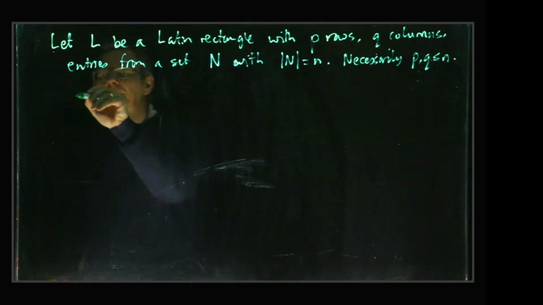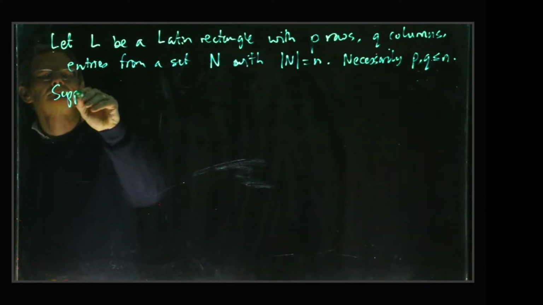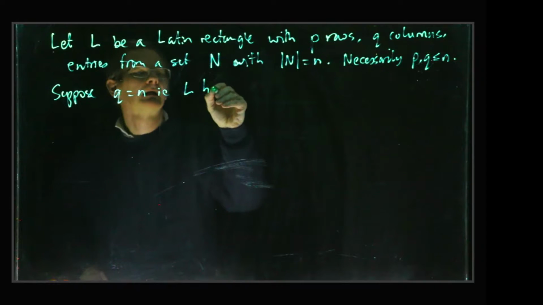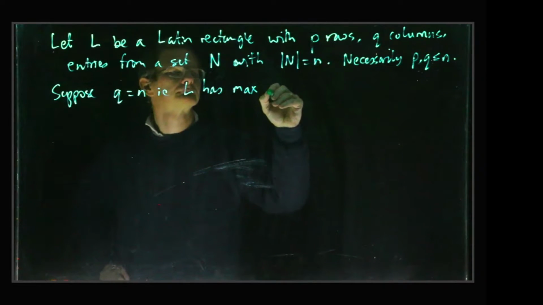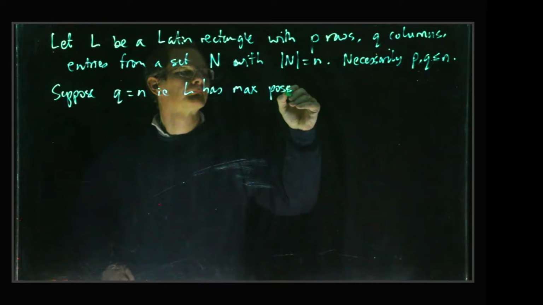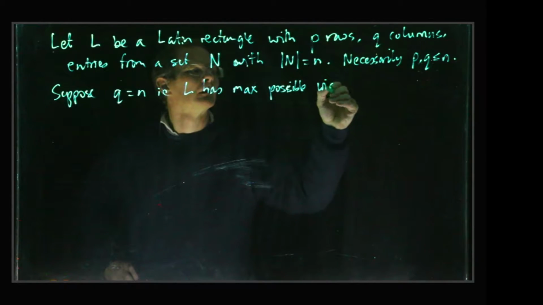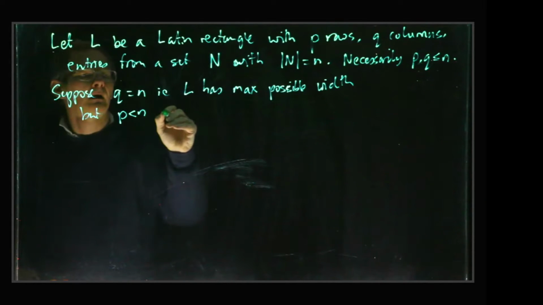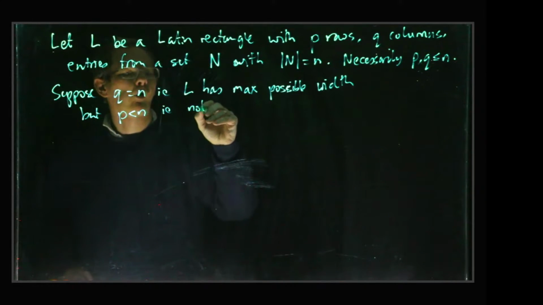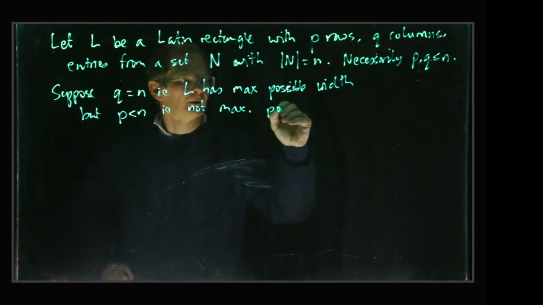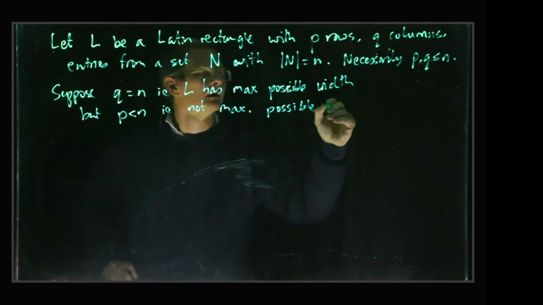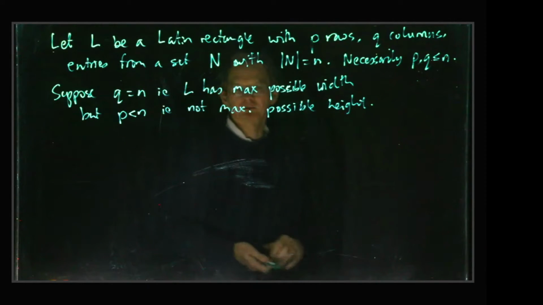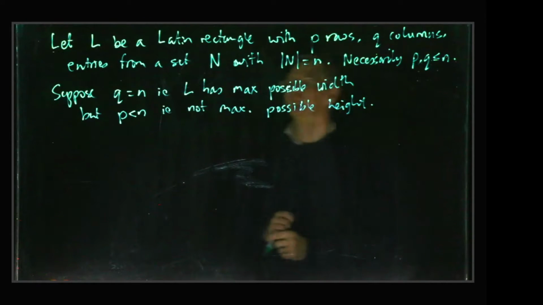Okay, and so now we're going to suppose that Q is equal to n, i.e. L has maximum possible width, but we're going to assume that P is less than n, so it doesn't have the maximum possible height. It doesn't have the maximum possible number of rows.